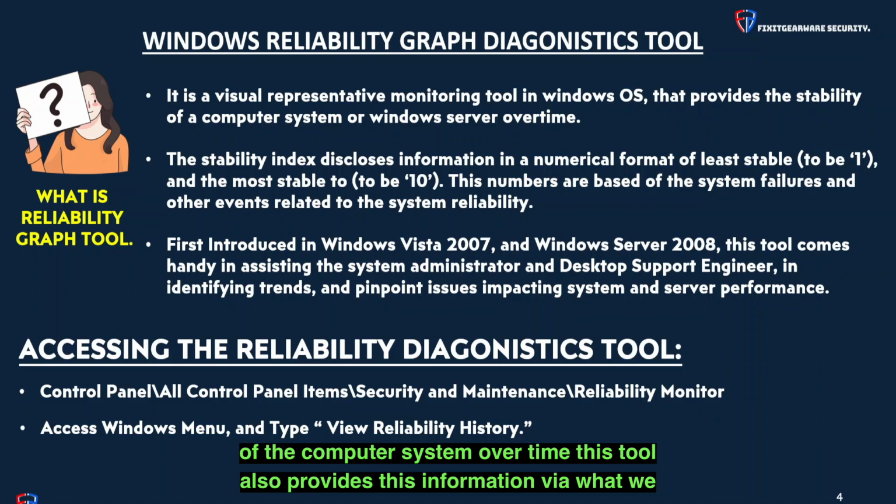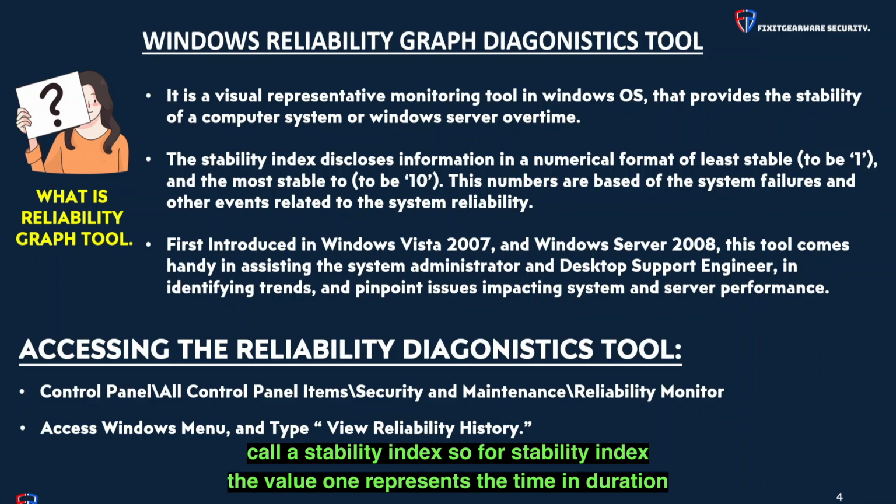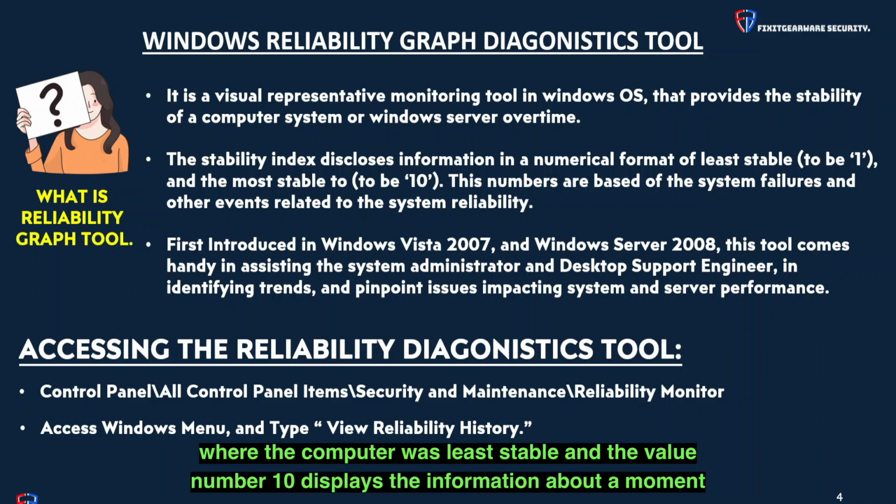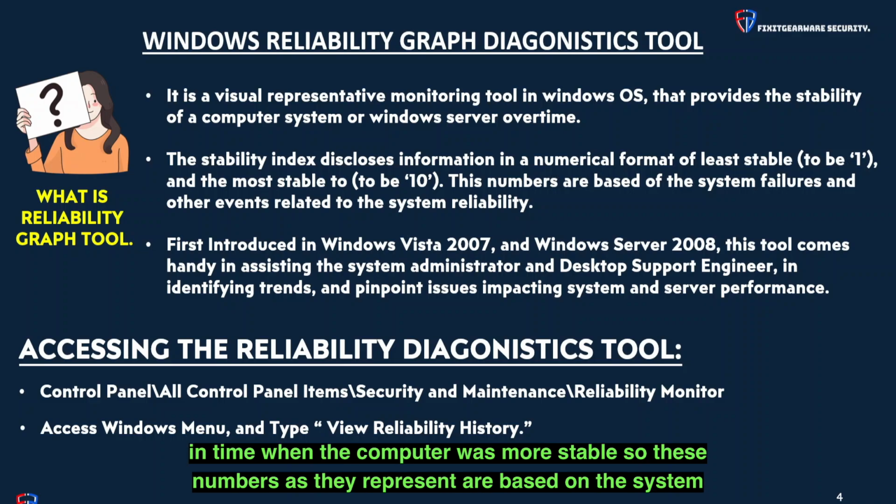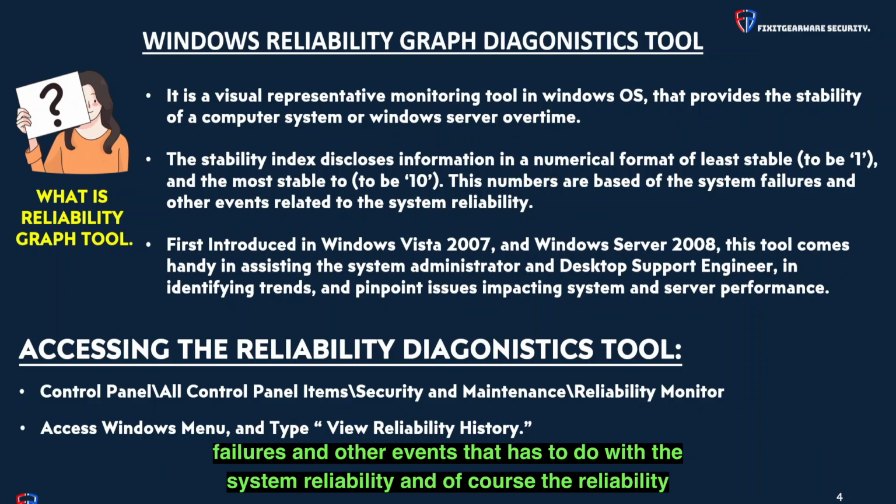This tool also provides this information via what we call a stability index. For the stability index, the value 1 represents the time in duration where the computer was least stable, and the value number 10 displays the information about a moment in time when the computer was more stable. These numbers are based on the system failures and other events that have to do with the system reliability.